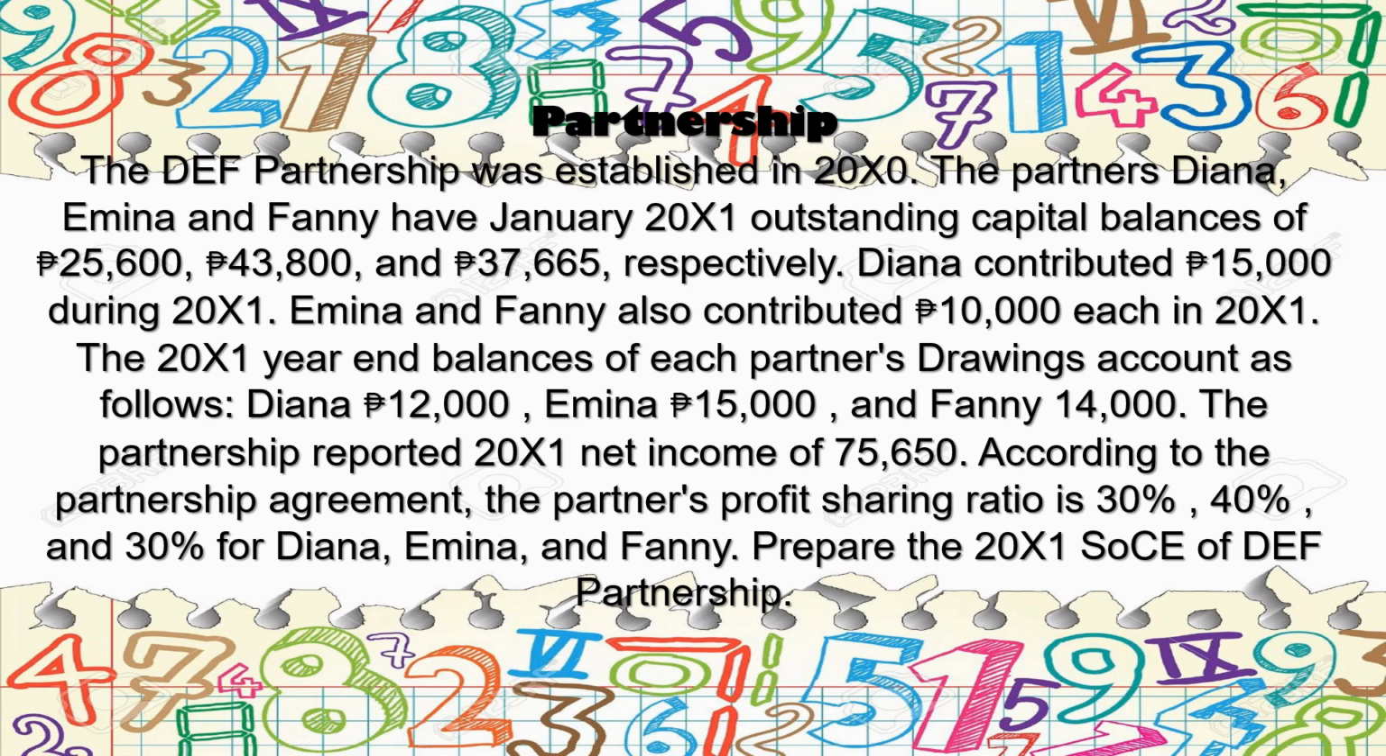The 20X1 year-end balances of each partner's drawing account are as follows: Diana, 12,000 pesos, Emina, 15,000 pesos, and Fanny, 14,000 pesos. The partnership reported 20X1 net income of 75,650. According to the partnership agreement, the partners' profit sharing ratio is 30%, 40%, and 30% for Diana, Emina, and Fanny. Prepare the 20X1 Statement of Changes in Equity of DEF Partnership.